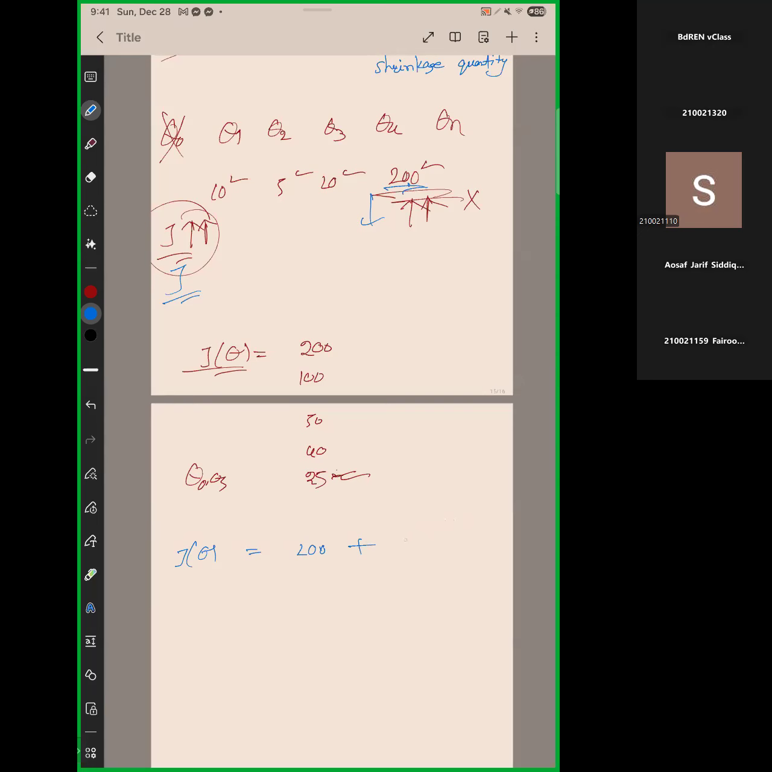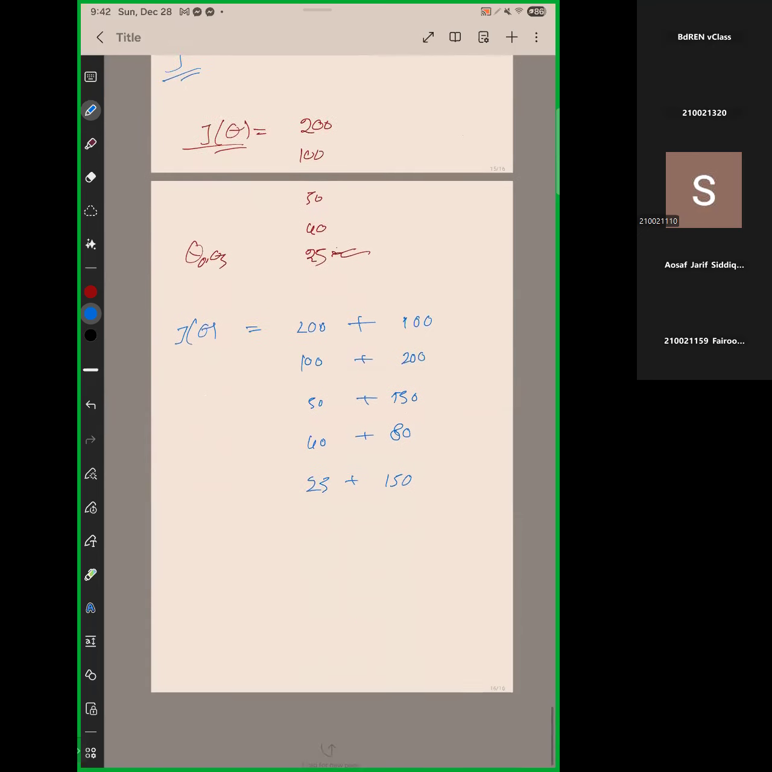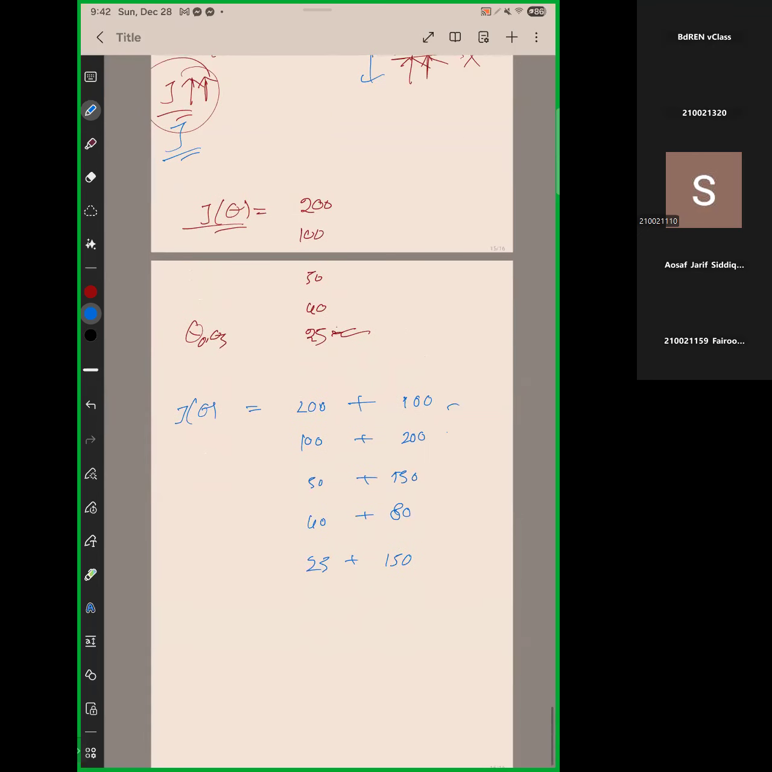So there is another term here. Let's say 100 plus 200, 50 plus 150, 40 plus 80, 25 plus 140, 50. Now let's say for different theta values you have all these things. Which theta value will it choose? Now which will gradient descent choose? It will choose 40 plus 80.